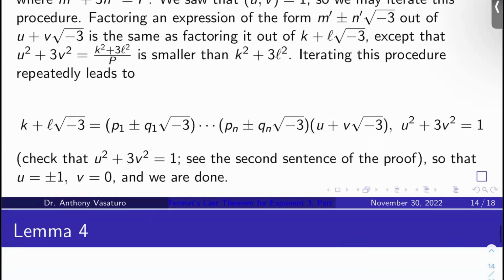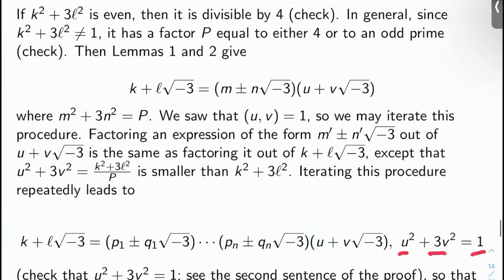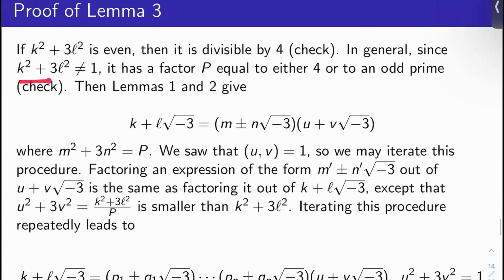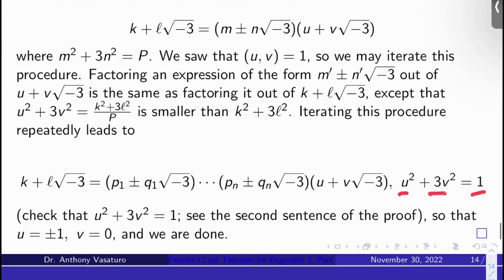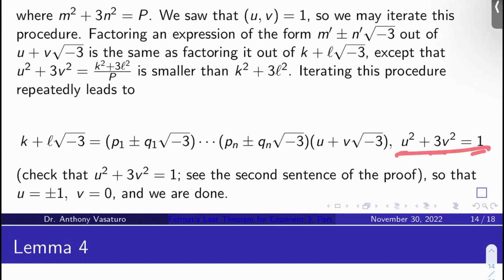And what you get is k plus l root negative 3 is a product of a bunch of guys that look like p_i plus or minus q_i root negative 3, one for each step of the iteration, times u plus v root negative 3. But after the last step, u squared plus 3v squared should be 1, because in all of the previous steps, we were assuming it wasn't 1, okay? So make sure you understand why this is 1. Just go check the second sentence of the proof and look at what we've done so far.